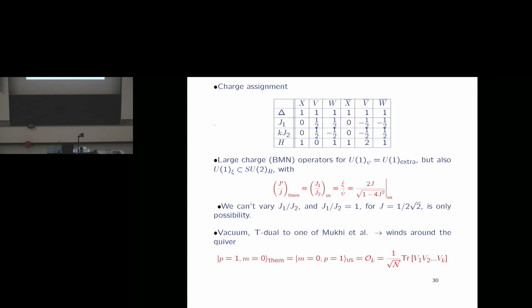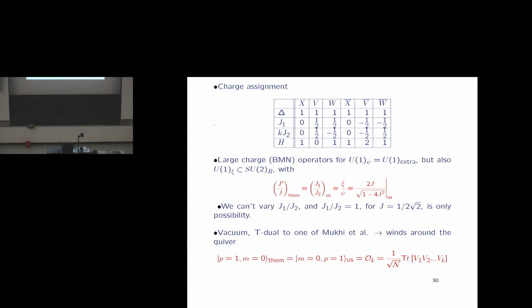However, the ratio of these two U(1)s, if we look at the charge assignment, is just 1. Whereas in the field theory case, for some reason, we had an interval between 1/(2√2) and 1/2. So that's a puzzle. We don't know what that means.